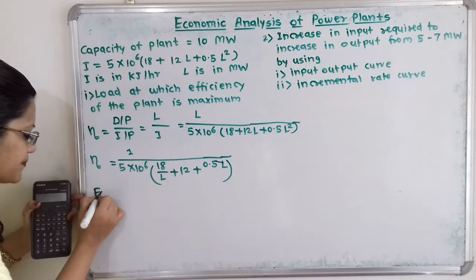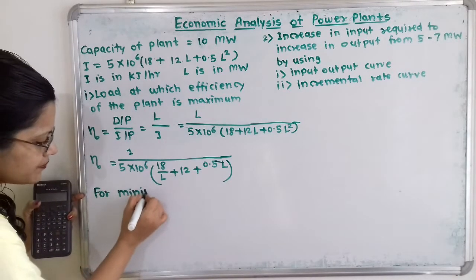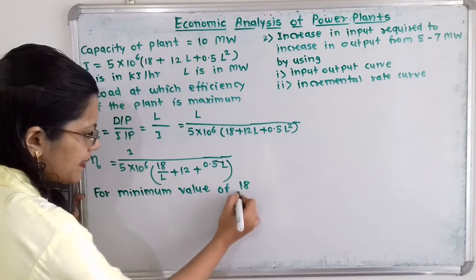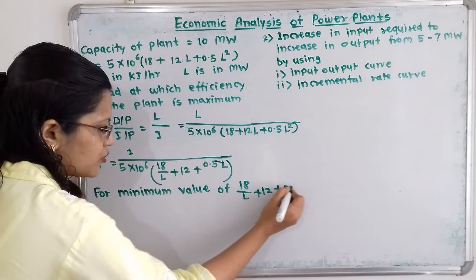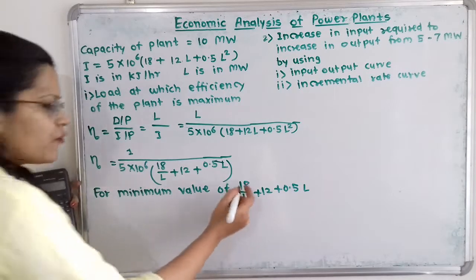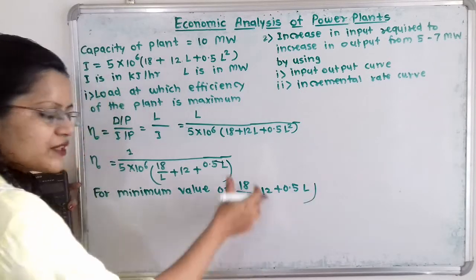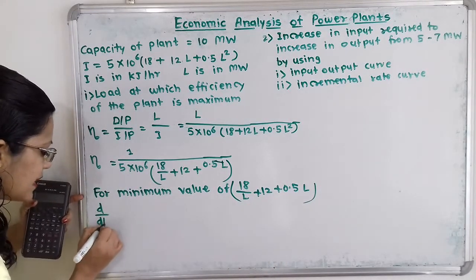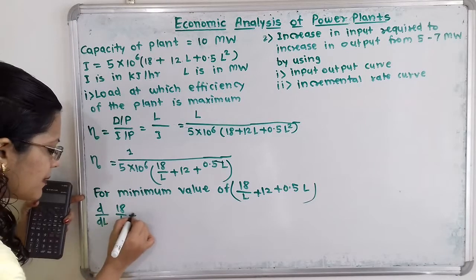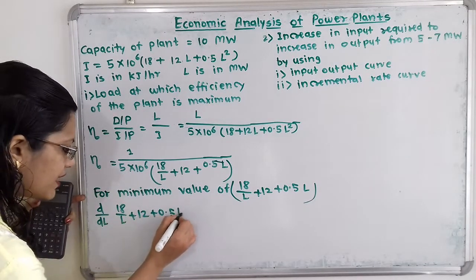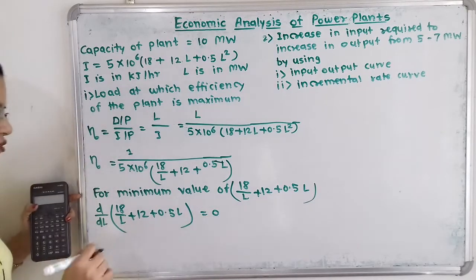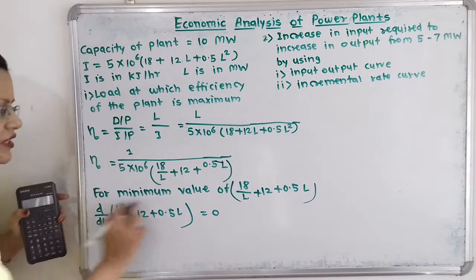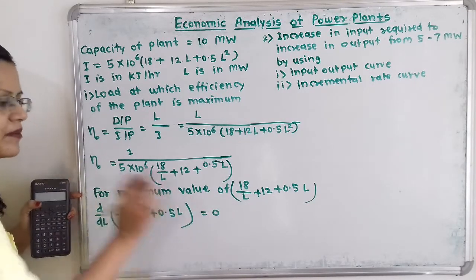So for minimum value of 18 by L plus 12 plus 0.5 L, what we have to do? We have to differentiate this equation with respect to L and we have to equate it to 0. So I will write d by dL of 18 by L plus 12 plus 0.5 L bracket complete, which is equal to 0. So at this condition we can maintain the minimum denominator. So this is the condition for this minimum value.